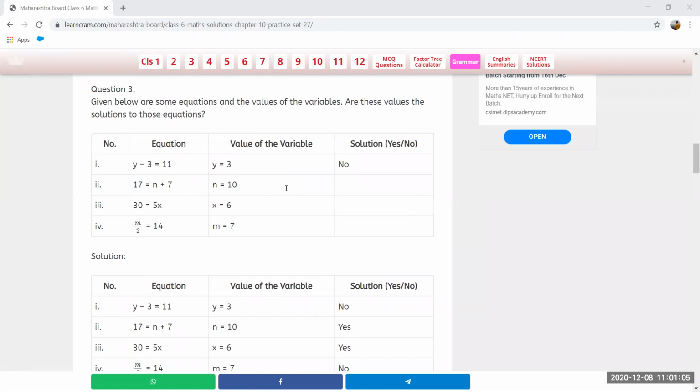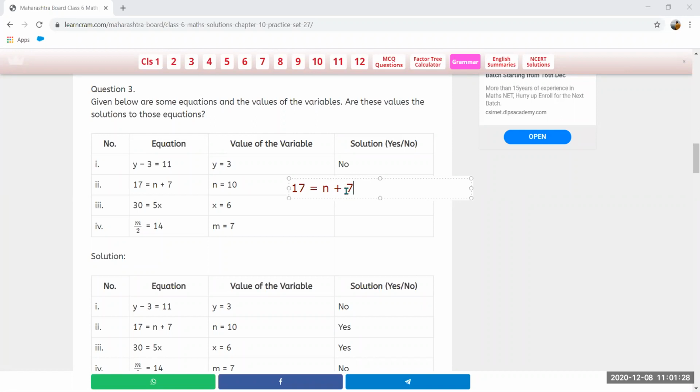Similarly, second equation is what? 17 is equal to n plus 7. Okay, 17 is equal to n plus 7. Now here we want to find the value of n. So we don't need the 7 with n.